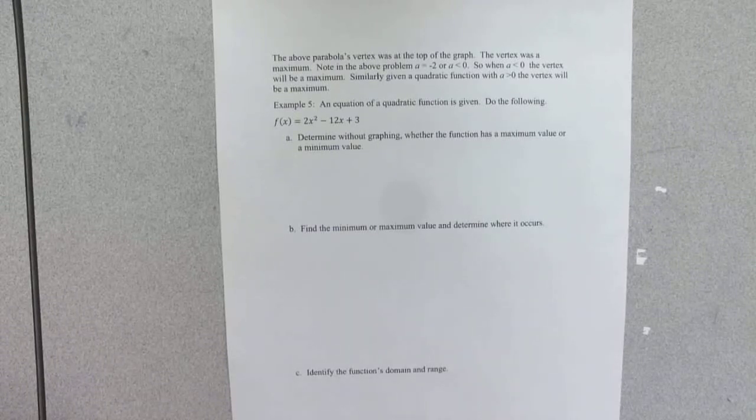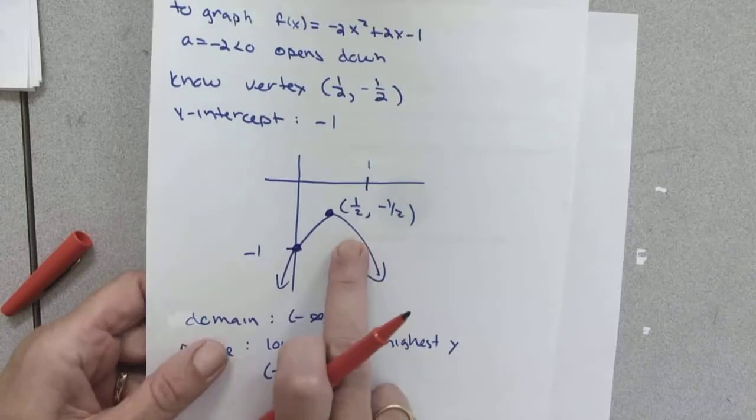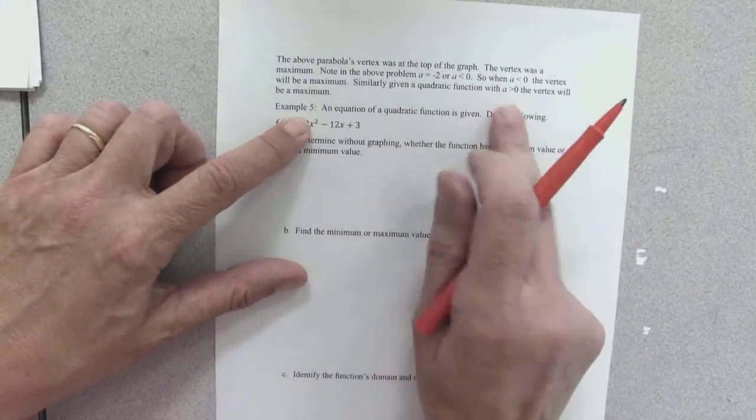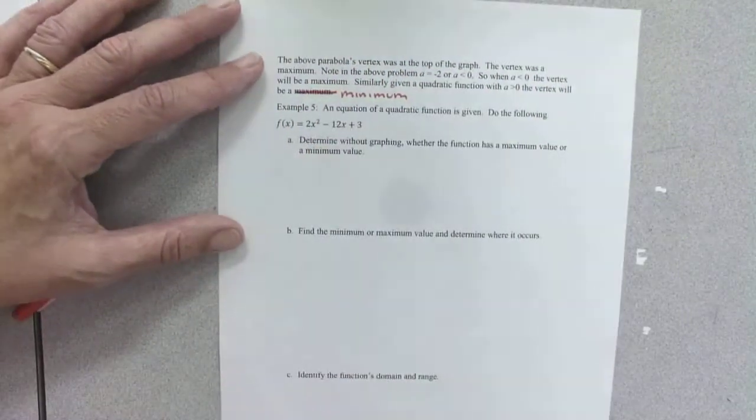Note in the problem above, as I already said, but we'll say it again, a was -2, or a was less than 0. So when a is less than 0, the vertex will be a maximum. Similarly, when given a quadratic function with a greater than 0, typo here. I wonder how long there's been this typo. And again, when we find the typos, I can't promise that when you download these notes that the typos will be fixed, but there is a typo. When a is less than 0, that's this guy right here, a was less than 0, we will have a maximum. When a is greater than 0, typo here, big typo, minimum. Big old typo there.